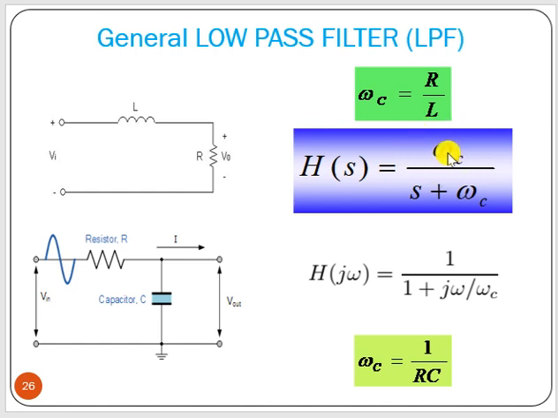So this is the point. The logic is, for a low pass filter, the zero is at S equal to infinity. So at infinity it will be 0. And at 0 frequency it will be a higher value.